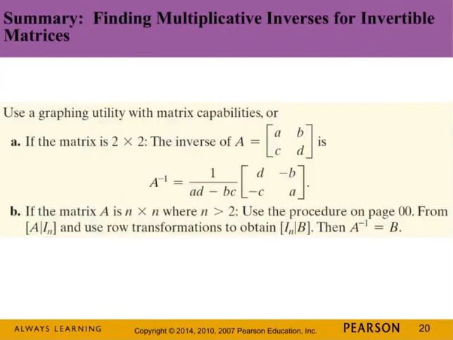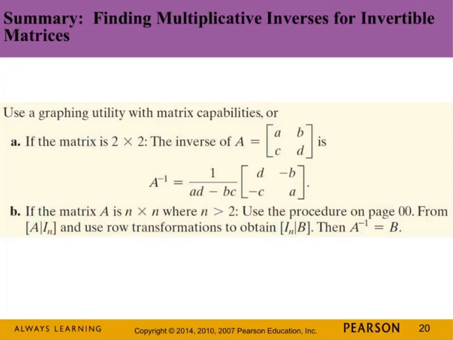Okay, so summary: finding multiplicative inverses for invertible matrices. Use a graphing utility with matrix capabilities, or if the matrix is 2 by 2, the inverse of matrix A is this formula that we had before. If the matrix A is an n by n matrix where n is greater than 2, use the procedure on the previous page, where we use the augmented matrix with the identity and use row transformations to transform it into I_n B. Then A inverse is going to be B.